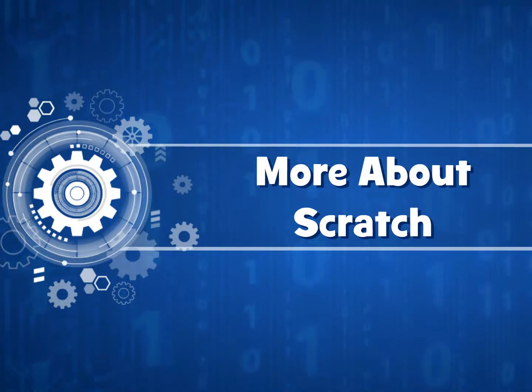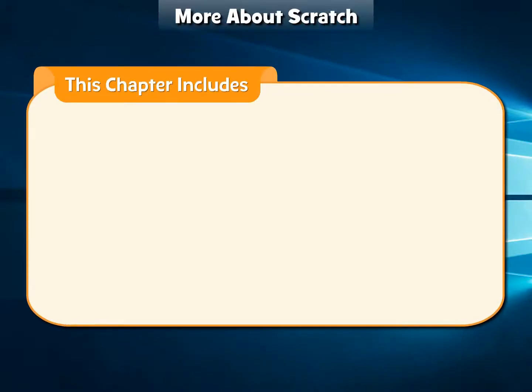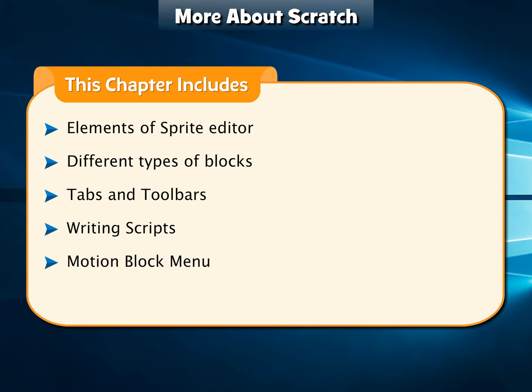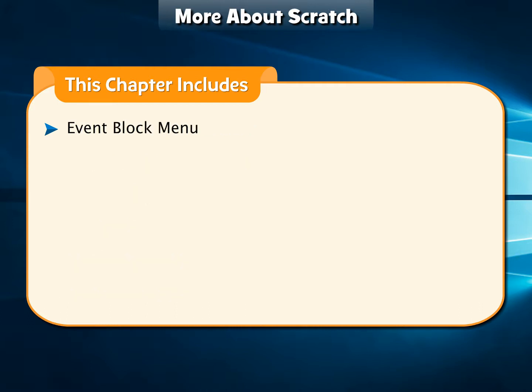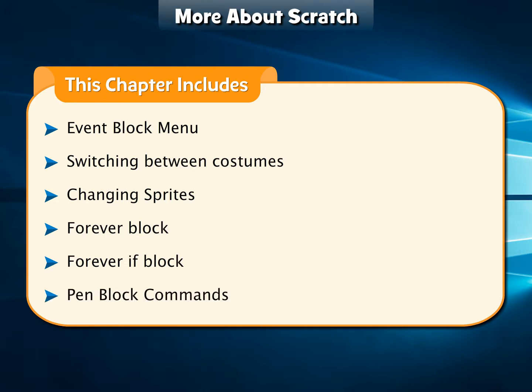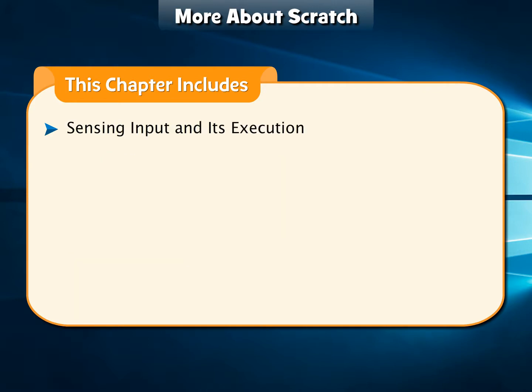More about Scratch. This chapter includes elements of Sprite Editor, different types of blocks, tabs and toolbars, writing scripts, motion block menu, looks block menu, event block menu, switching between costumes, changing sprites, forever block, forever if block, pen block commands, sensing input and its execution, working with multiple sprites, project.